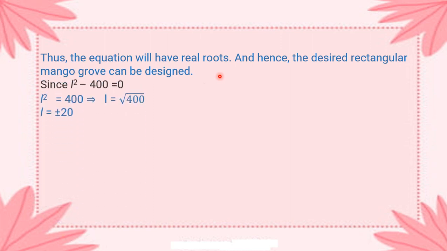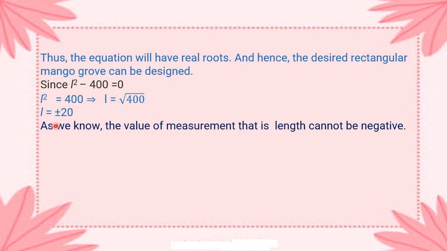Now we can find the values for the length and breadth, as L square minus 400 is 0. So we get L square equals 400, L is under root 400, so L is plus minus 20. Now L, that is the measurement, length or breadth, cannot be negative. That means minus 20 we have to ignore and we take L equal to 20.